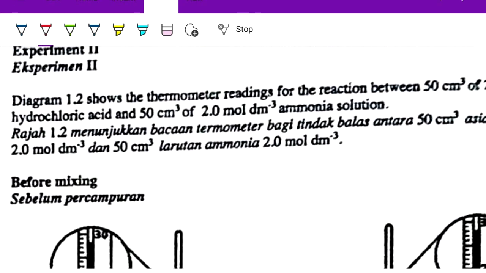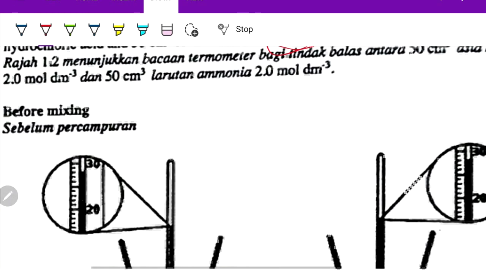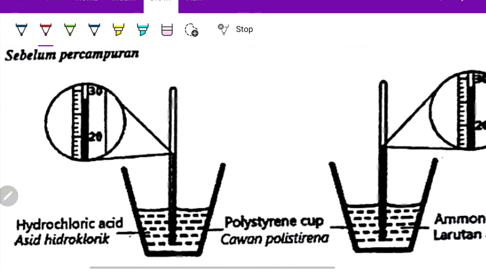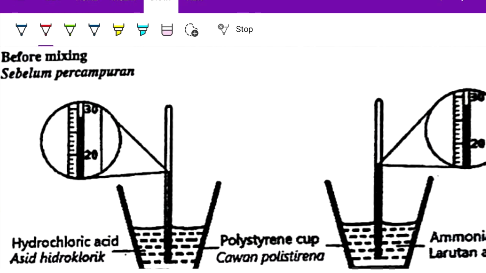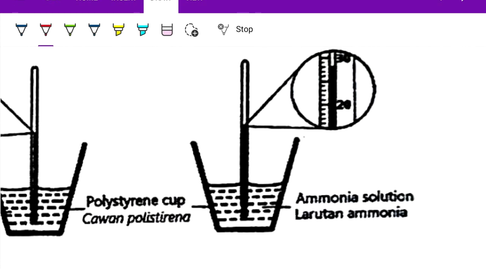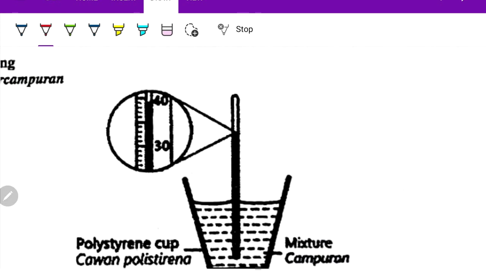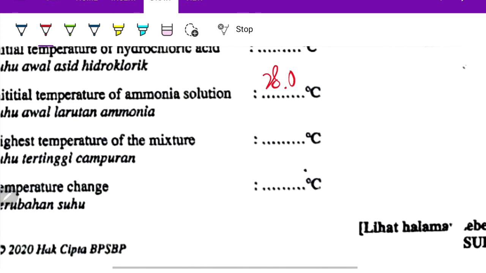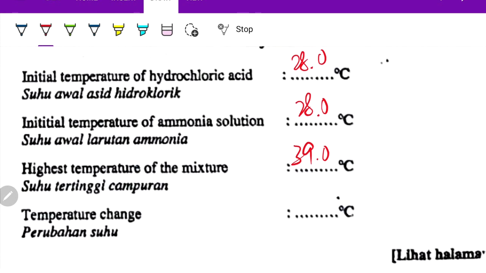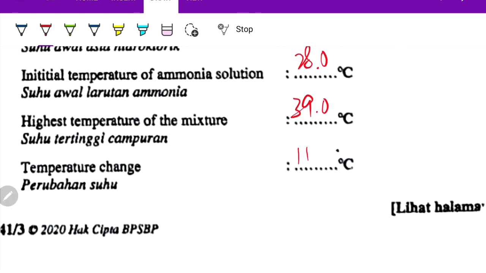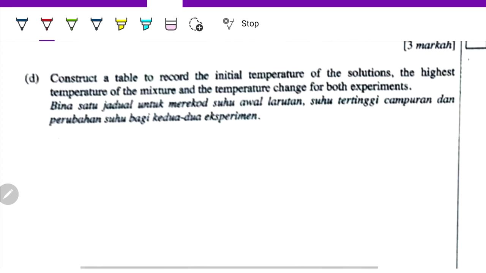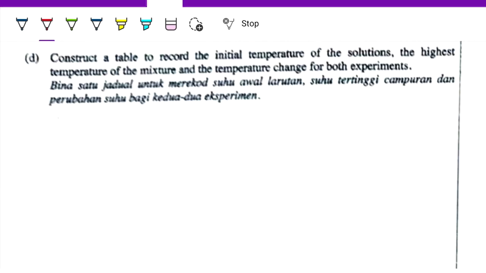Now experiment 2, using the ammonia. Again this one is 28 and this one is also 28, so the initial temperatures are all the same: 28.0, 28.0. How about this one? This is between 30 and 40, so it is roughly 39.0. For the temperature change, with the same initial temperature, it is roughly 11.0.